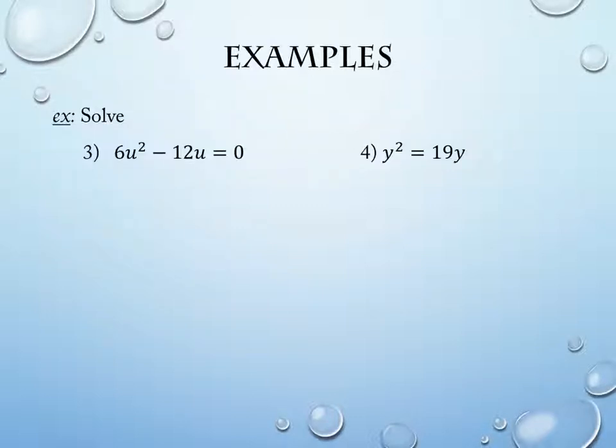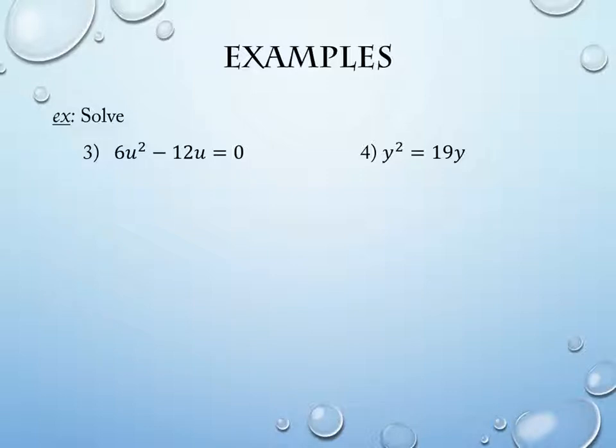Okay. All right, so the first one, number 3, says 6u squared minus 12u equals 0. So just vocabulary-wise for a moment. Is this a monomial, a binomial, or a trinomial? It is a binomial. There are 2 terms separated in this case with subtraction. It's a binomial. What is the leading coefficient of this binomial?